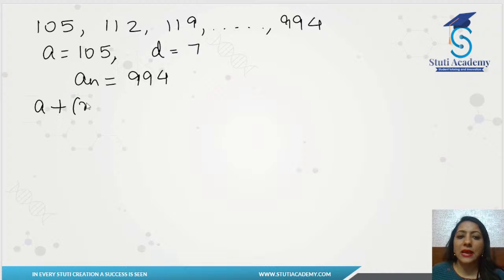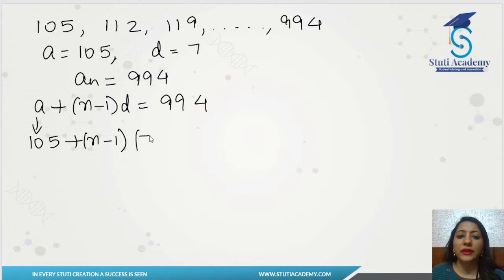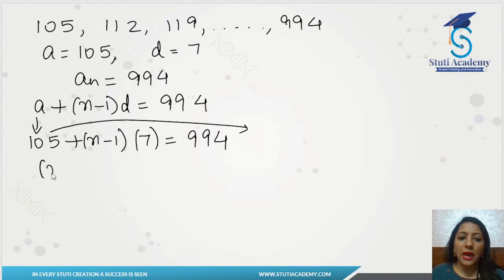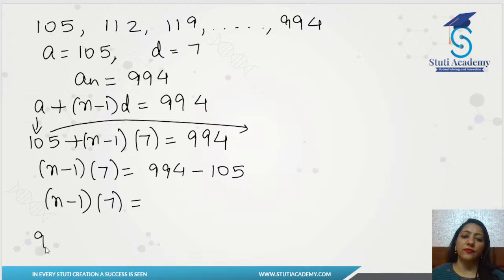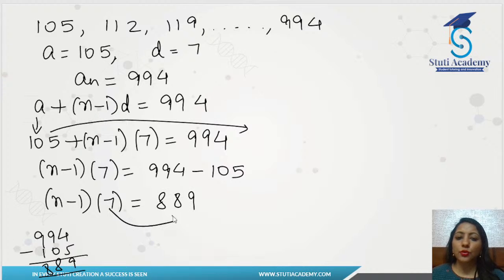So this is a plus n minus 1 into d is equal to 994. A we will replace by 105, and then we have d as 7, that is 994. This we are going to take on the other side and it will get subtracted. So we have 994 minus 105. So let's solve this one. We'll get here 994 minus 105, which is 889. Now 7 I'm going to take on the other side. It will get divided. So I'll get n minus 1 equals 889 over 7.